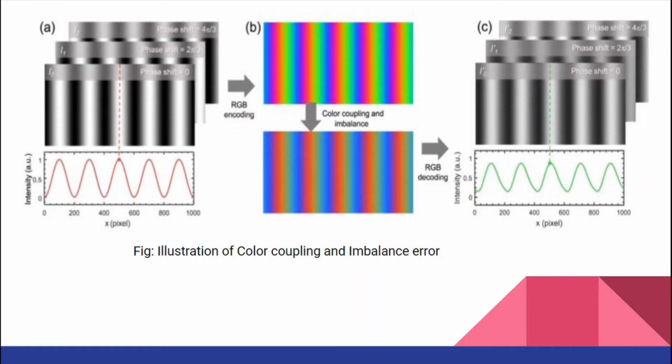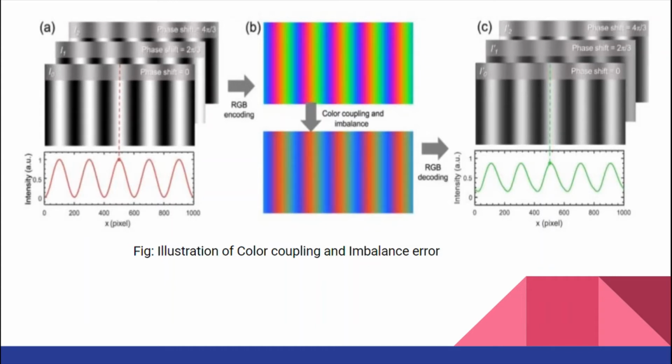Now this figure illustrates the effect of color coupling and imbalance error. The first image is the red sinusoidal fringe pattern and the last is the green one. As we can see in this example, the intensity of the red pattern is more than the green pattern. This causes incorrect phase mapping of the pixels corresponding to each channel. Now this is what the imbalance error is.